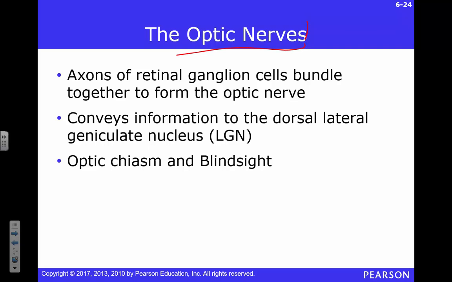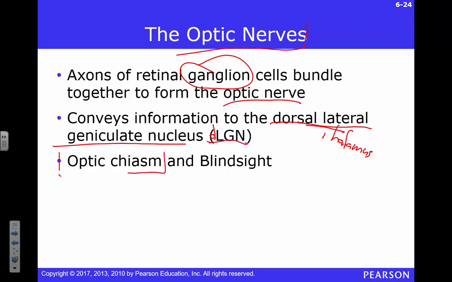Once you come out of those ganglion cells, they're still in your retina, and all of those axons bundle together to create the optic nerve. This goes back a little bit, and it crosses over, right? It sends information to your thalamus, a specific part of your thalamus called the dorsal lateral geniculate nucleus. Typically we call that the DLGN. Some people just call it the LGN, doesn't matter. This crosses over before you get to the LGN, at the optic chiasm.